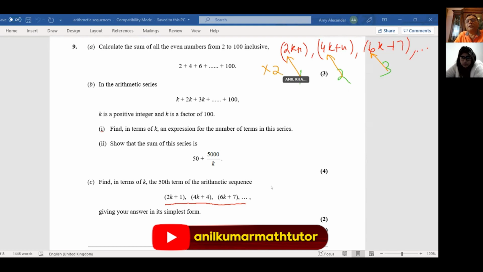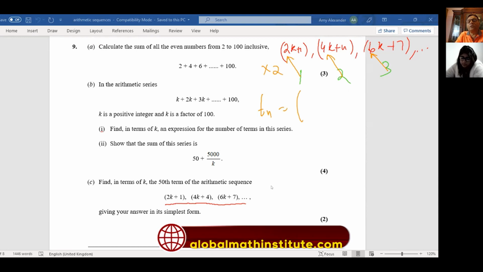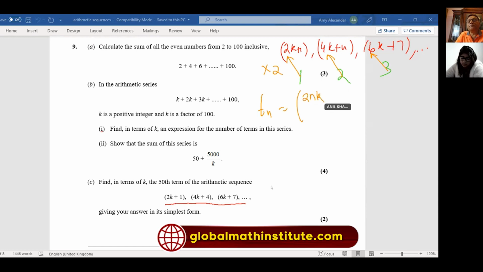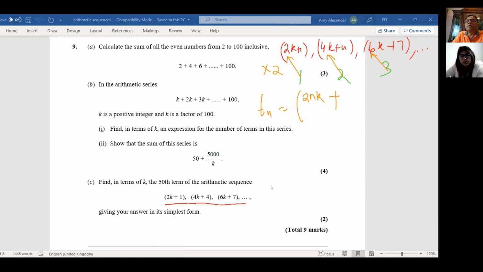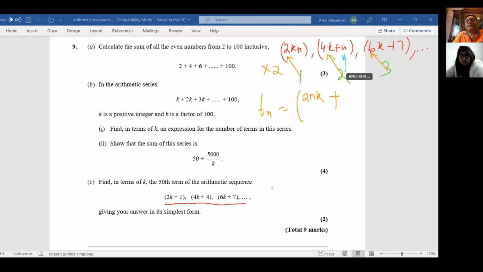So we can write this term number as, let's say, Tn. Then n times... 2n, 2 times nk. Is that okay? Now, what happens with the next number, which is 1, 4, 7? It is going up by 3, right? So what is 3 times 2? 6. How do you get 4? Minus 2. 3 times 2 is 6, and to get 4, minus 2.